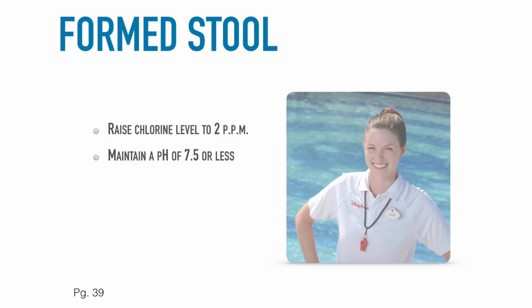Then from there, you're going to maintain a pH of 7.5 or less. The reason why we're keeping a lower pH is simply to make sure that our chlorine is as effective as possible, because chlorine is more effective at releasing hypochlorous acid in a lower pH environment than in a higher pH environment. We're then going to maintain a temperature of 77 degrees or higher. The reason why we're keeping this temperature higher than 77 degrees is our Giardia is killed off in higher temperature water faster than lower temperature water.